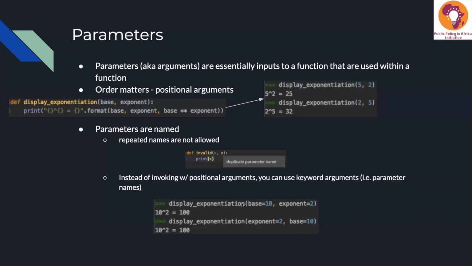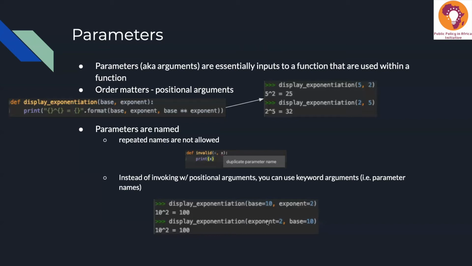So here I'm calling display exponentiation, and I'm being explicit that the base parameter is assigned the value 10, and the exponent parameter is assigned the value 2. So then we get 10 to the second power is 100. Then in my second call to display exponentiation, I'm doing the same thing. I'm assigning exponent to 2 and base to 10, but notice how the order is backwards here. The order doesn't matter when I'm using keyword arguments like this.